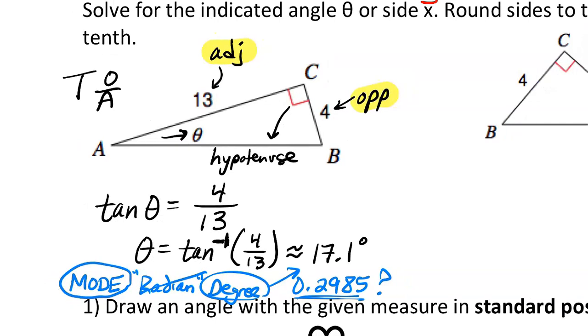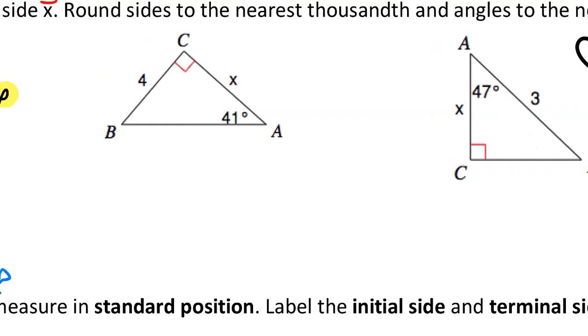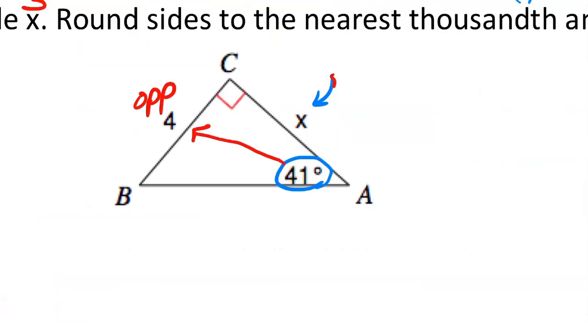Let's look at another example review question. In this next triangle, we are solving for this side. We're provided this angle of 41 degrees, and we know that the side opposite of 41 is 4, and the side that we're looking for here is the adjacent side to 41. Again, we don't know the hypotenuse, so whatever trig ratio we use, we'll need to have an adjacent side and an opposite side and an angle.